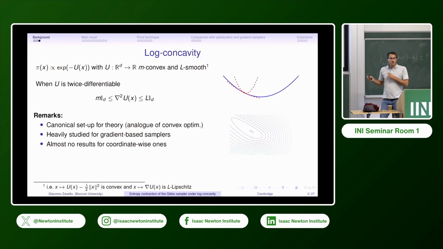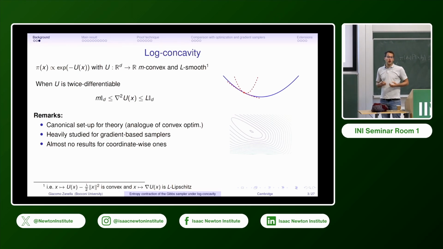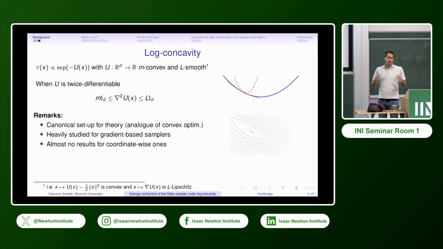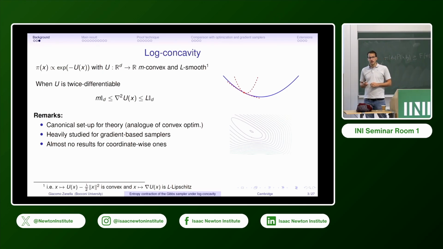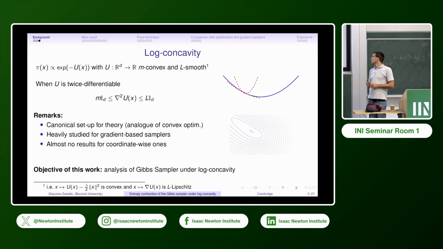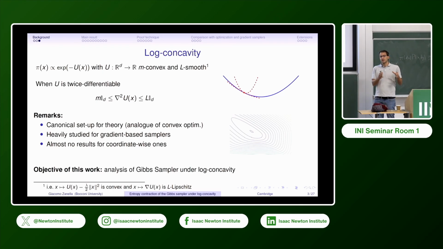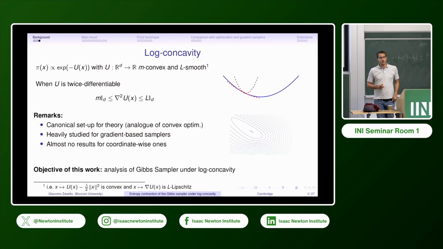The starting point of this work is that despite the popularity in practice of the Gibbs sampler and related methods, especially for structured or hierarchical Bayesian models, among practitioners, there's really almost no non-asymptotic result in the log-concave setting. I'm happy to discuss the literature in more detail, obviously. So in some sense, the objective of this work was to try to provide some non-asymptotic convergence result of the Gibbs sampler under log-concavity.